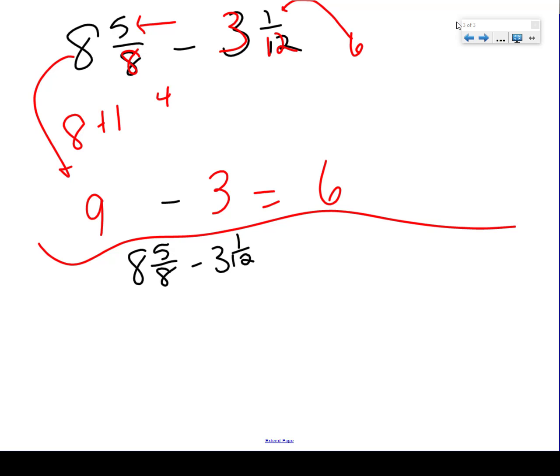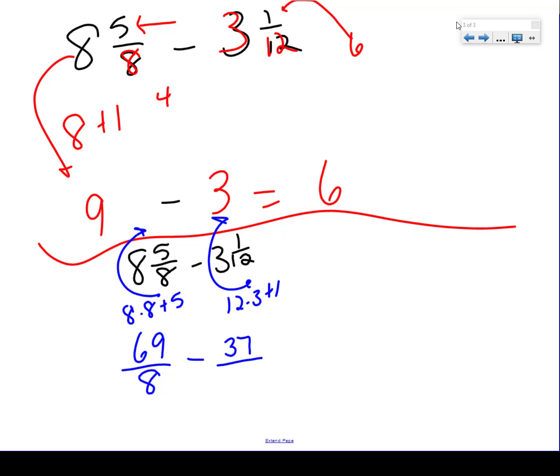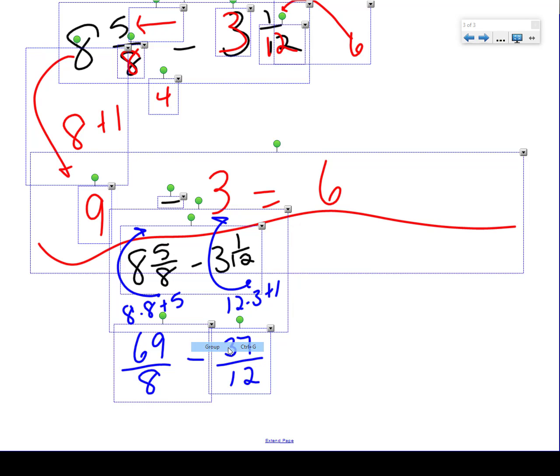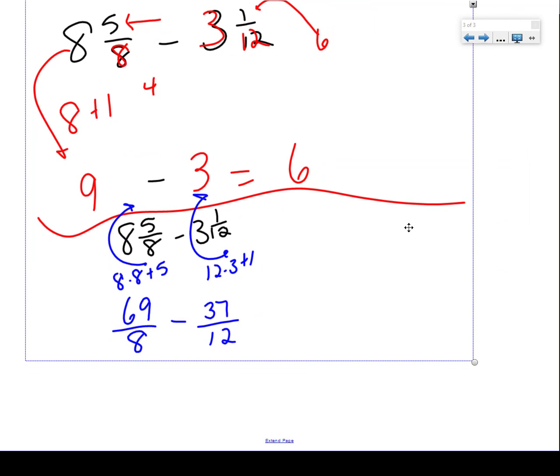Okay, we are going to use the backwards C to change these from mixed numbers into improper fractions. So 8 times 8 plus 5 and 12 times 3 plus 1. 8 times 8 is 64. 64 plus 5 is 69 over 8 minus 3 times 12 is 36 plus 1 is 37 over 12. I notice right away that my denominators do not match. I have 12 and 8 there at the bottom.